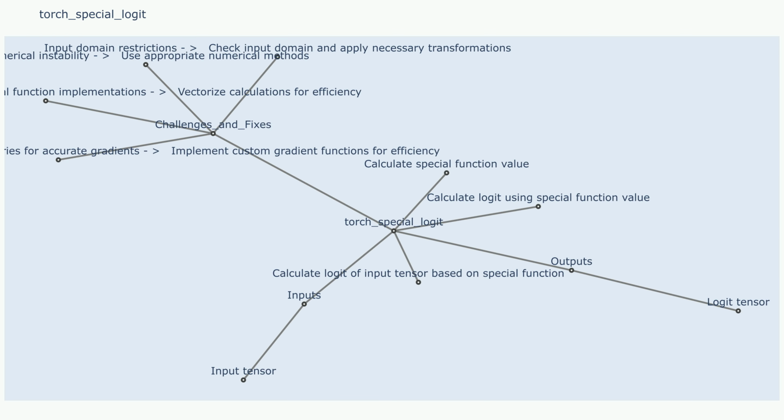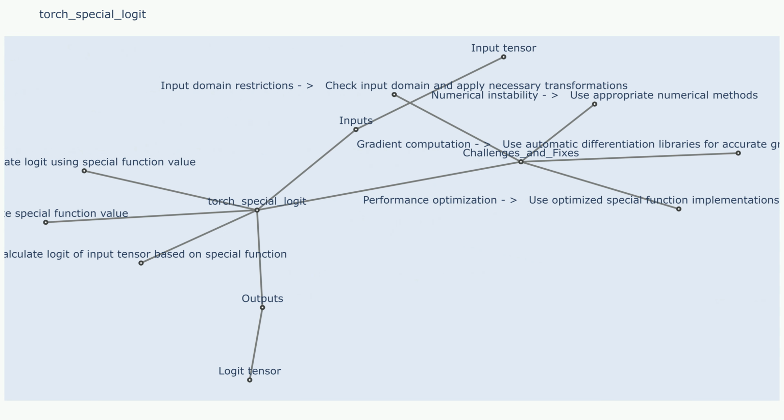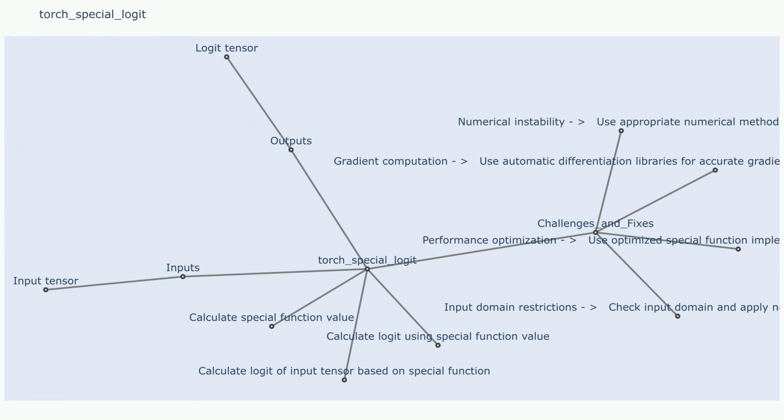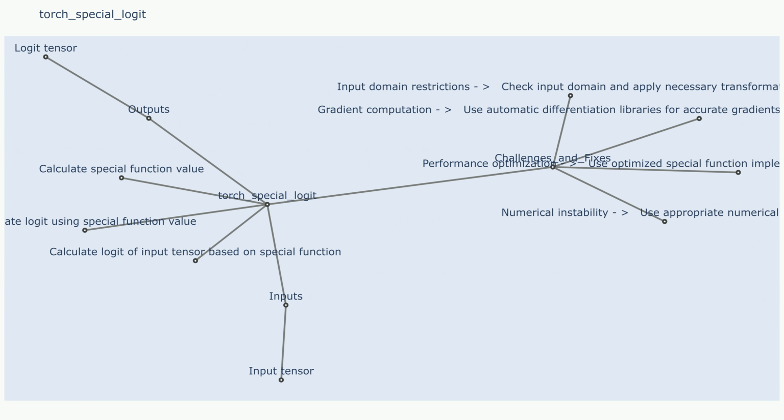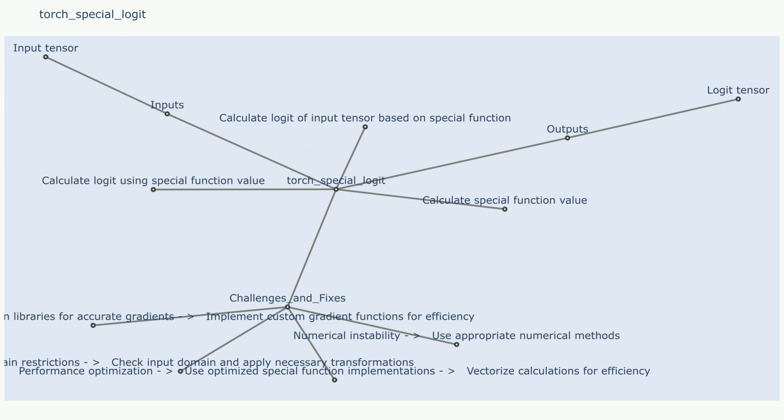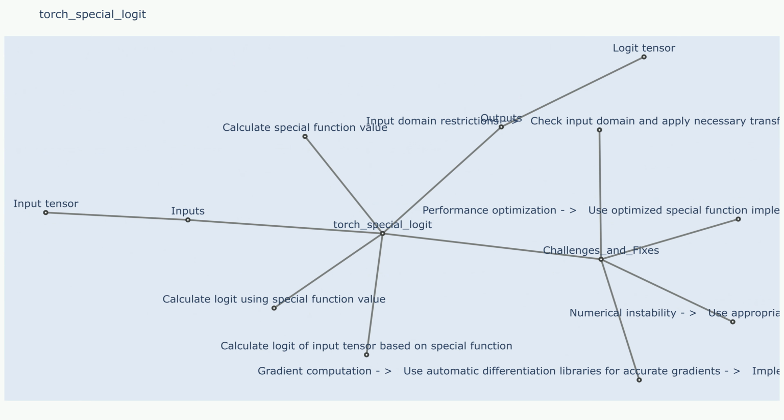torch.special.logit. Description: the logit function is the inverse of the sigmoid function. It takes a value between 0 and 1 and returns a value between -infinity and +infinity. This function is commonly used in machine learning to convert probabilities to logits, which are then used as input to the loss function. Inputs: a tensor of any shape containing values between 0 and 1. Outputs: a tensor of the same shape as input, containing the logit of each element.